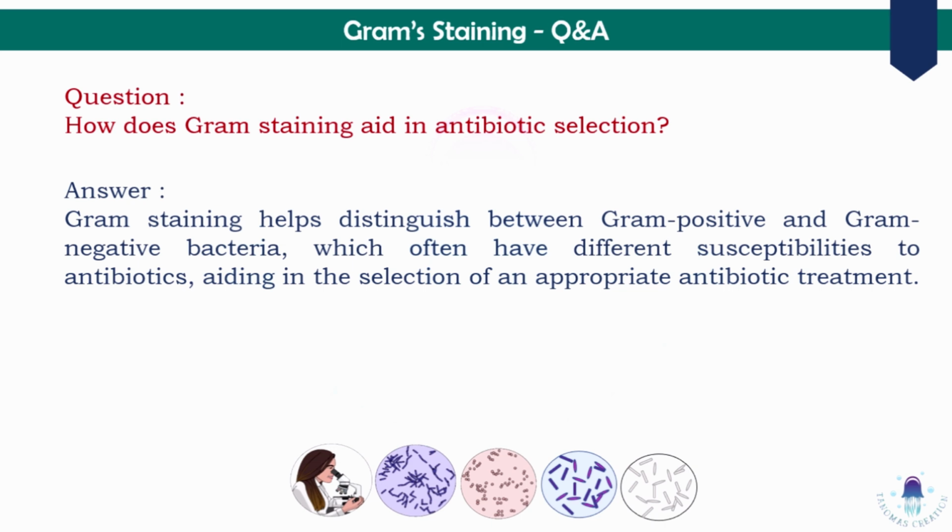Answer: Gram staining helps distinguish between gram-positive and gram-negative bacteria, which often have different susceptibilities to antibiotics, aiding in the selection of an appropriate antibiotic treatment. Next, we're going to start the MCQ.